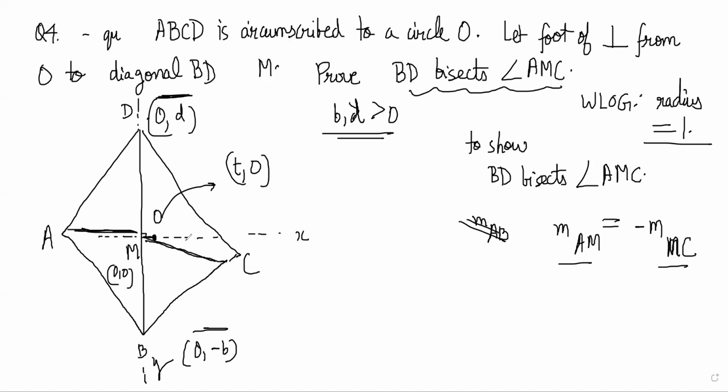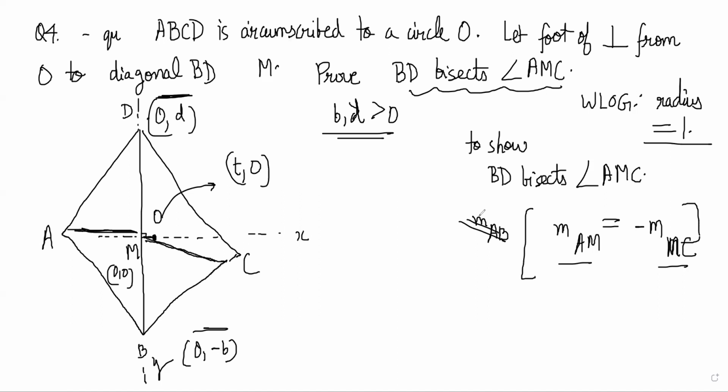So if the slope of these two is same, what you can say is that BD is bisecting the angle AMC, right? In that case, correct. Only if BD bisects angle AMC will the slope of AM and MC be same.